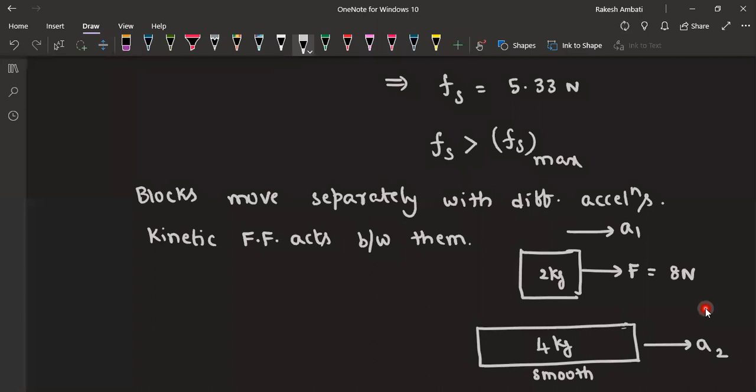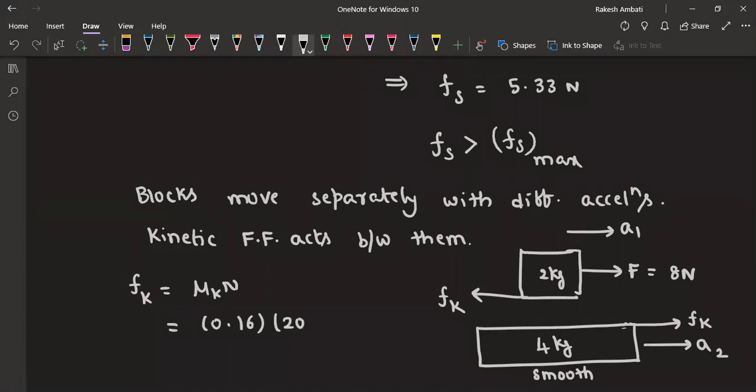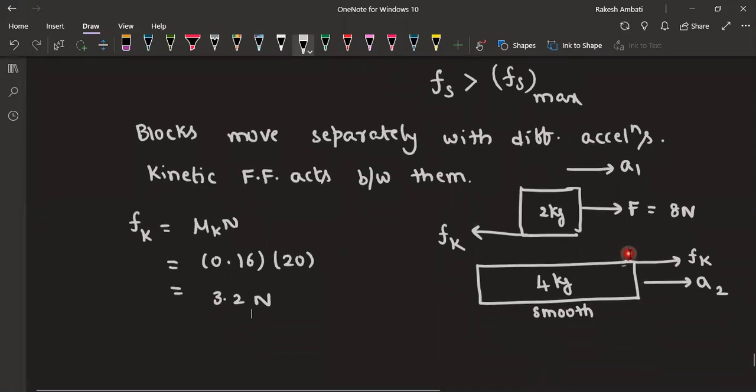Now, on the 4 kg block, what is the direction of kinetic frictional force? Rightward or leftward? Rightward. In the case of the 2 kg block, the kinetic frictional force is leftward. How to find this kinetic frictional force? The basic formula is mu k into N. Mu k and mu s are both the same, 0.16. What is the normal force, 2 kg weight or 4 kg weight? 2 kg weight, which means 20. So it is equal to 3.2 newtons.